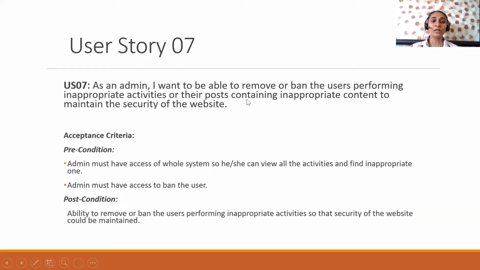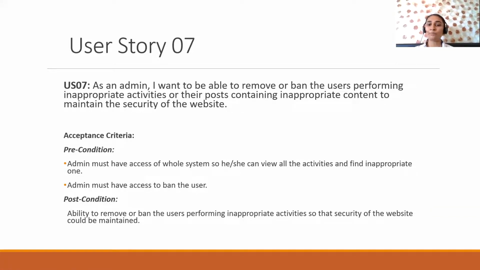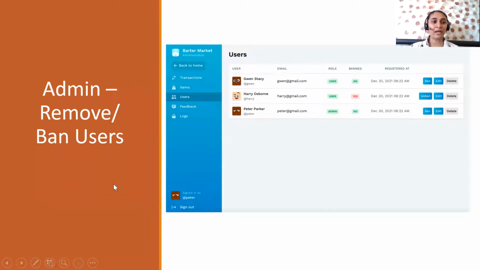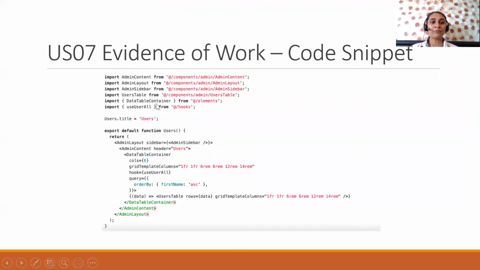The next slide is for the admin wanting to be able to remove or ban a user. The precondition is that the admin must have access to ban users, and the post condition is the ability to remove or ban users performing inappropriate activities, for the security of the website. The next slide is the admin removing or banning a user. There are buttons for ban, edit, and delete. If the admin wants to ban, he can ban and remove the user. The next is the evidence of the code for banning and removing a user.